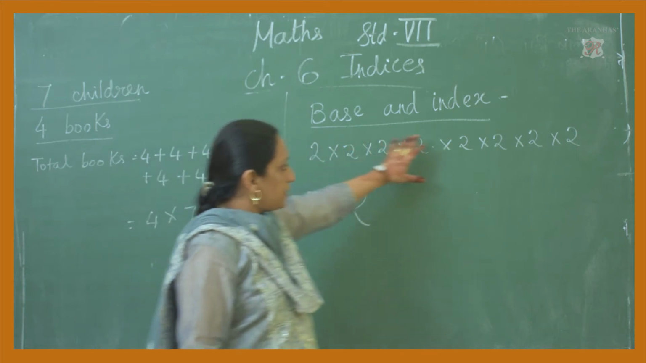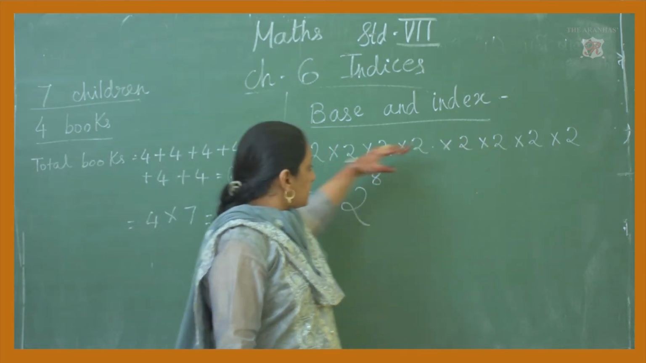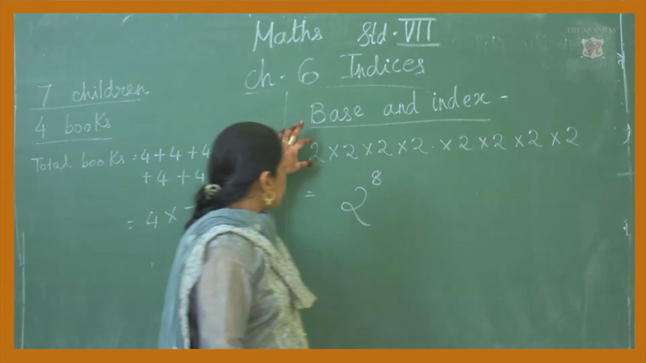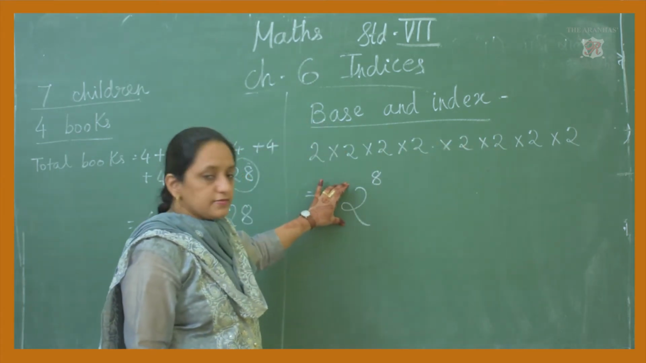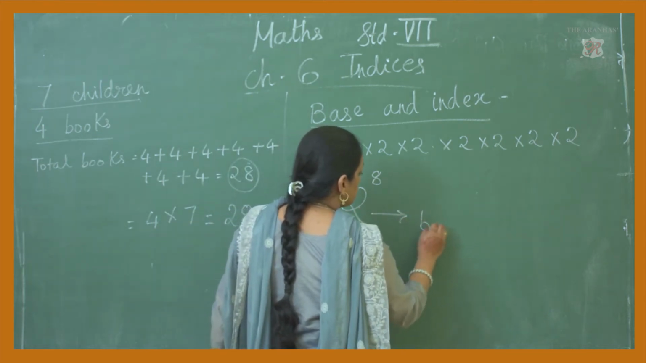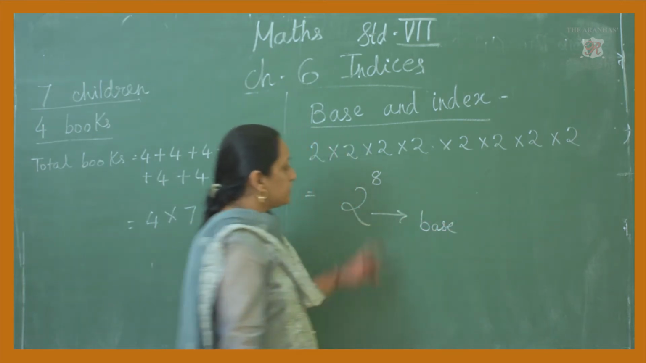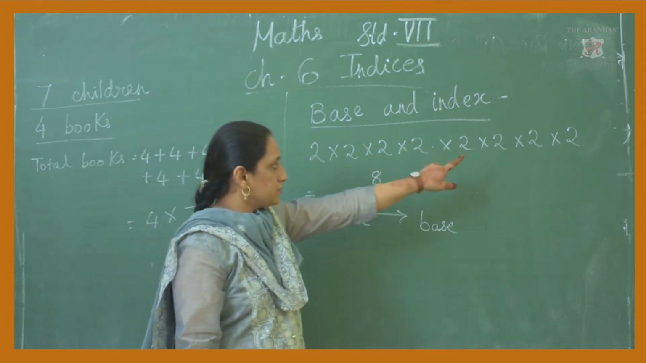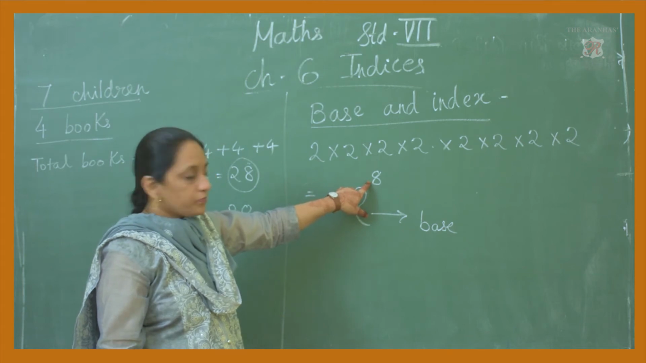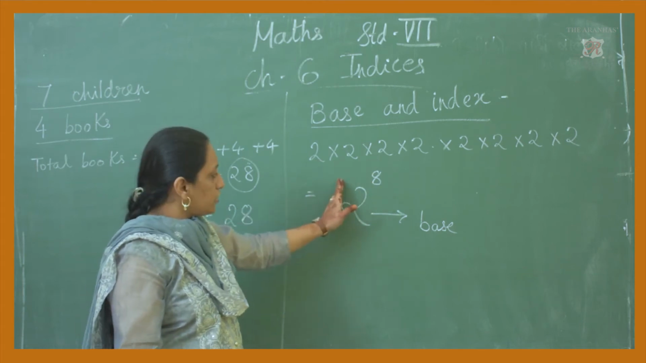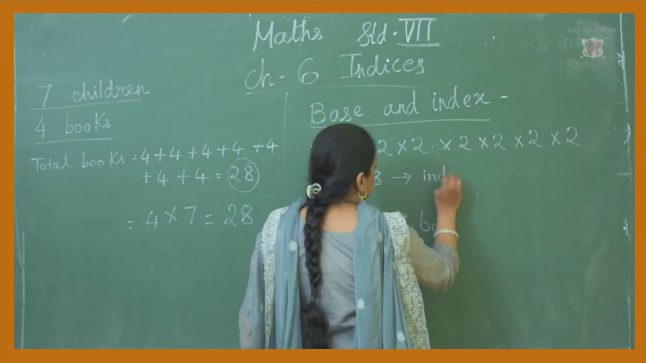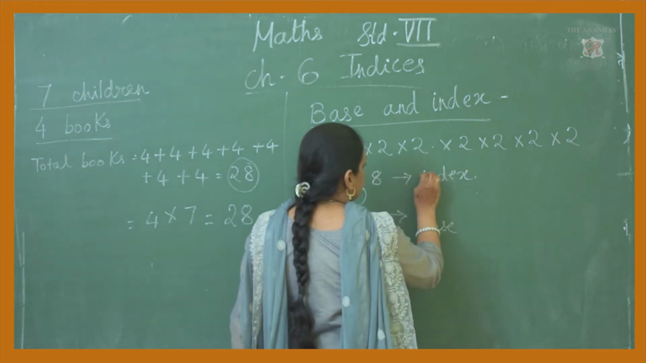Which number is coming many times? The same number is multiplied by itself how many times? That same number which is being multiplied will come down as base. So this is called as base. And how many times it is being multiplied? 8 times. So that many times that number will come on the top. That is on the right hand top, not on the left hand top. This is called as the index in this indices chapter.